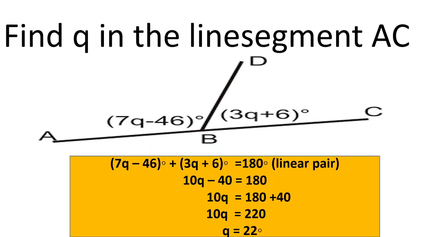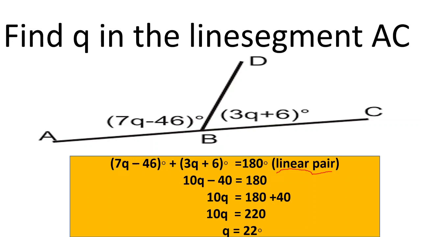Now in this sum we have to find the value of q, where AC is a line segment given. So whenever there is a line segment, you know that sum of two adjacent angles is equal to 180 degrees, and they are forming a linear pair over here. Two angles are there, so we'll be writing the reason linear pair. So sum of two adjacent angles is equal to 180 degrees. 7q minus 46 whole degree is equal to 3q plus 6.